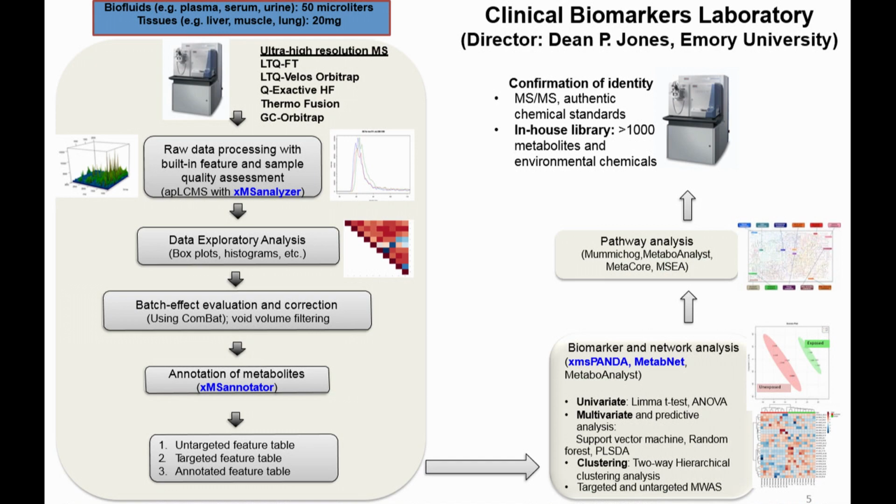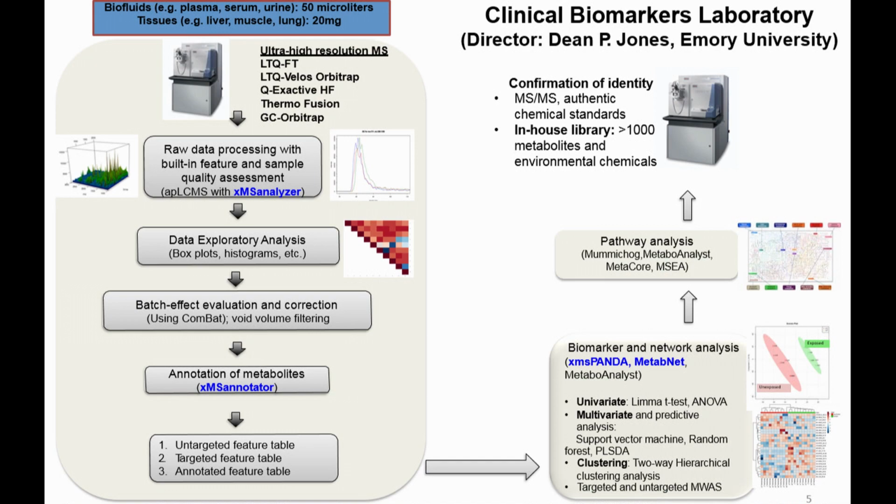And then we have procedures for quality evaluation of the data, for batch effect. And then once we get the processed data, we move on to the biomarker discovery and network analysis to identify which metabolic markers are associated with the disease outcomes or the exposures. So we use a variety of univariate and multivariate methods to do this. Once we've identified a subset of metabolic markers of interest, we move on to the pathway analysis step, where we try to identify which metabolic pathways are significantly enriched in response to these environmental exposures.